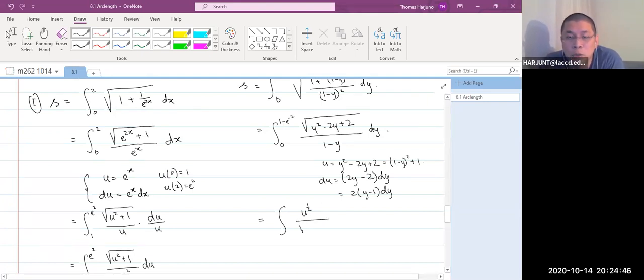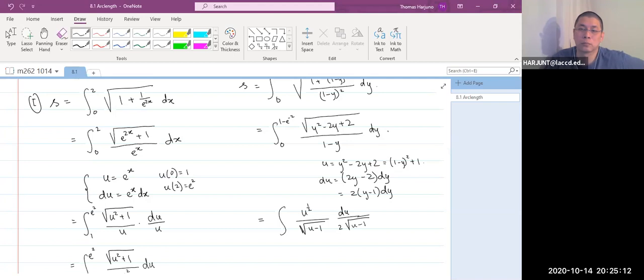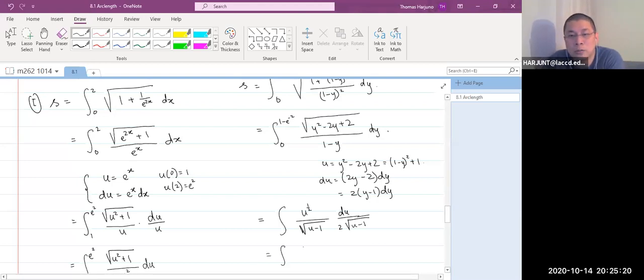This will be square root of u minus 1. So this is du over 2 square root of u minus 1 also, or 1 minus a minus 1. This will be integral square root of u over 1/2. Underneath, we have something like this.